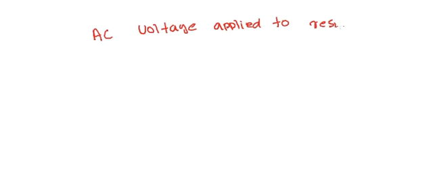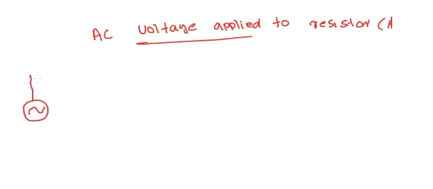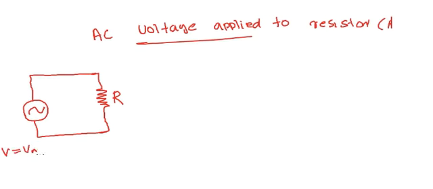First, AC voltage applied to resistor. Consider a source and a resistor of value R connected to that, and voltage, let me write here, V is equal to Vm sin omega t.